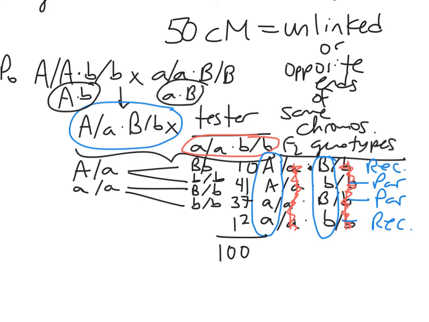So I'd probably start with this table. I'd say, here are some F2 genotypes, here's the cross that was used to produce them, and then these are the numbers of the 4 different genotypes you observed. 10, 41, 37, and 12. Are the genes linked or not? What do you do next? How do you calculate genetic distance?